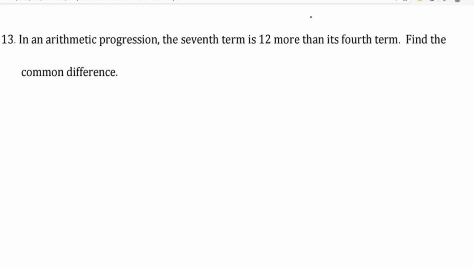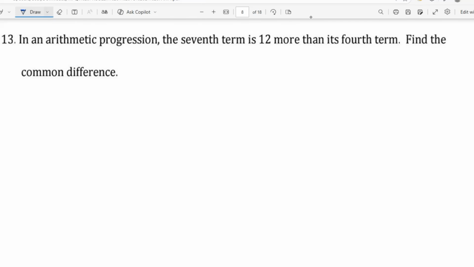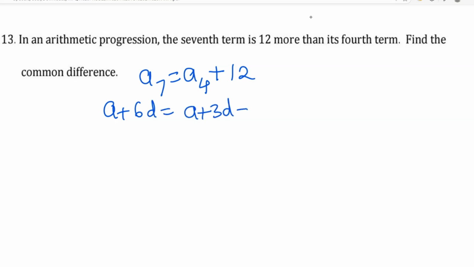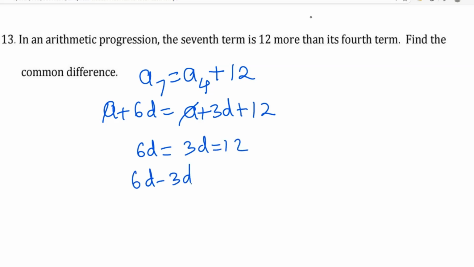Question number 13. In an arithmetic progression, the seventh term is 12 more than the fourth term. So A7 equals A4 plus 12. A7 can be written as A plus 6D and A4 can be written as A plus 3D, so A plus 6D equals A plus 3D plus 12. This A and A get cancelled. So you get 6D minus 3D equals 12. So 3D is equal to 12.